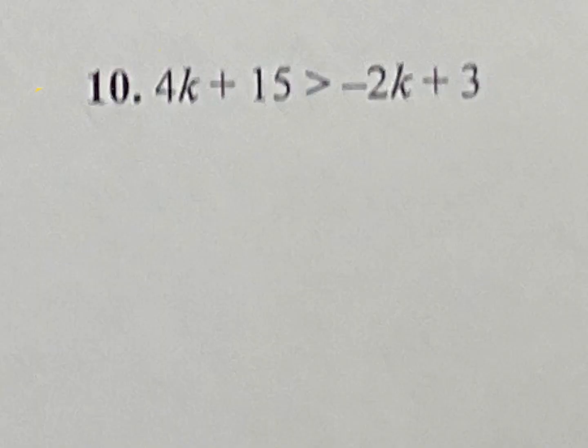Got a variable on both sides. You need to get rid of one. Personally, I would get rid of the negative because it's going to keep me from having to flip and stuff.